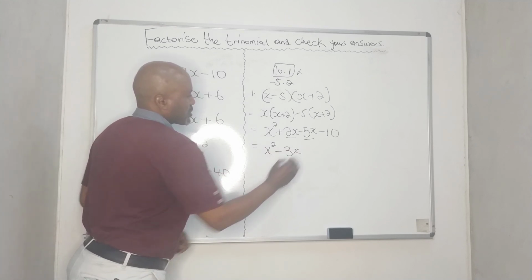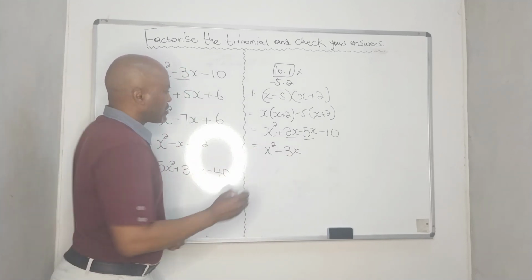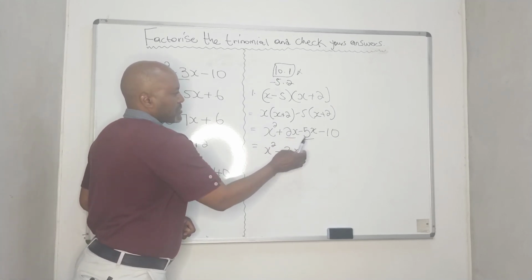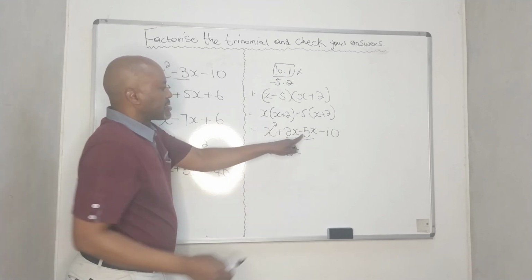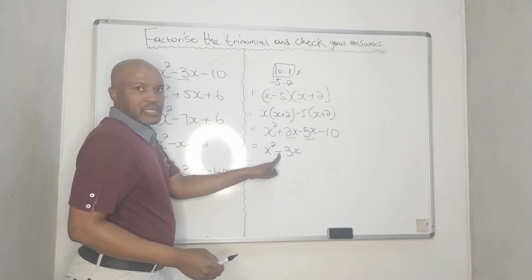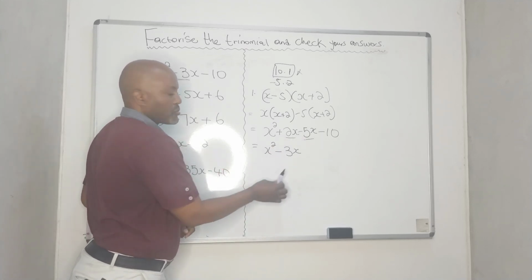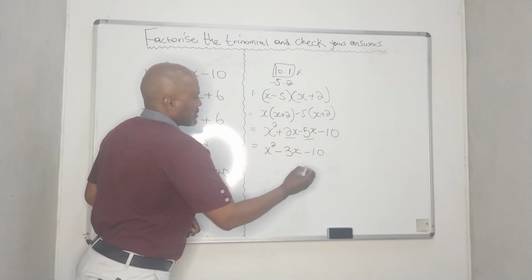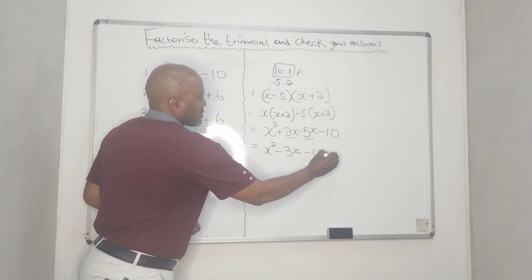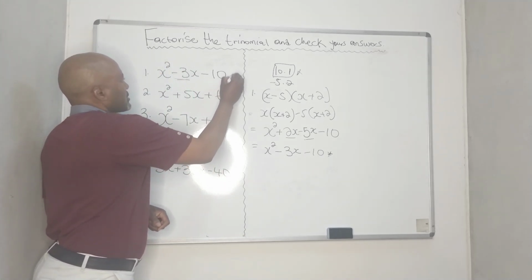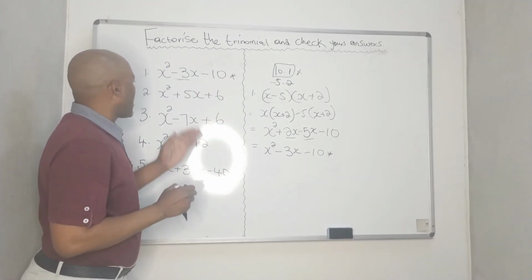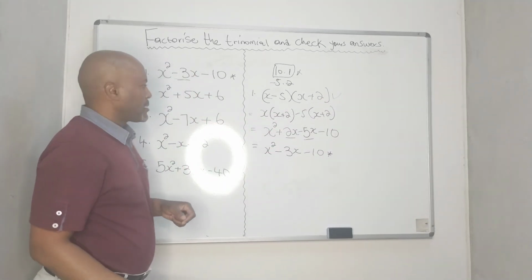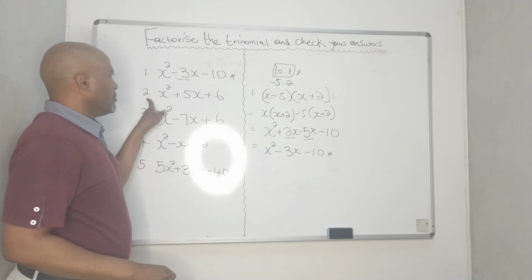Negative 3x, because the signs are not the same. Then we take the sign of the bigger number. The bigger number between 2 and 5 is 5, and its sign is negative, hence we took negative here. Then we subtract the 2, we get negative 3x. Then we drop down negative 10. So this is the same as that. Then what does that mean? It means our factors are correct. So we go to number 2.